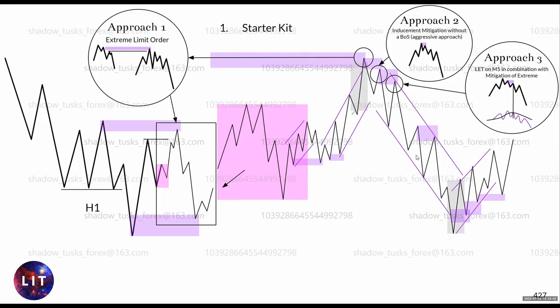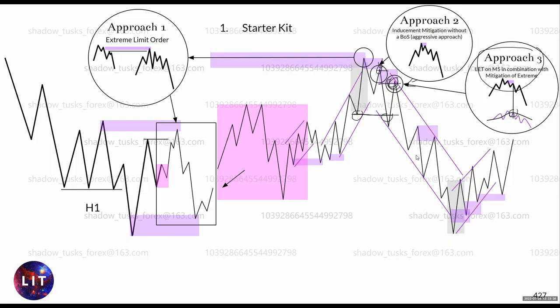On this scenario, this is the M5. Again, break of structure would be right here. That's your mitigation area. That would be your approach number three, confirmed also with a LET, for example, and confirmed also with a relevant break of structure. This also can be a break, a LET in here, of course, right? Then this is just your break of structure approach, even safer, right?